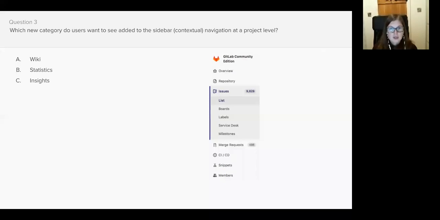Basically, each user got a set of virtual cards, and on each of these cards, there was a piece of content from the sidebar. So for example, one card had tags written on it, and another card had pipelines written on it.